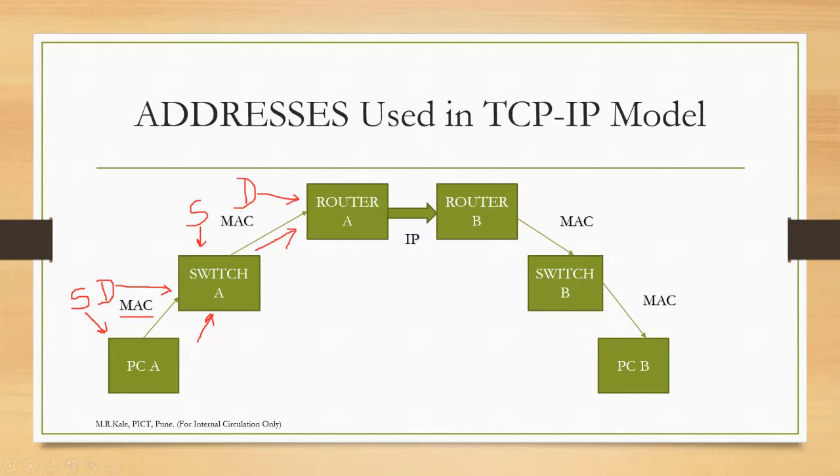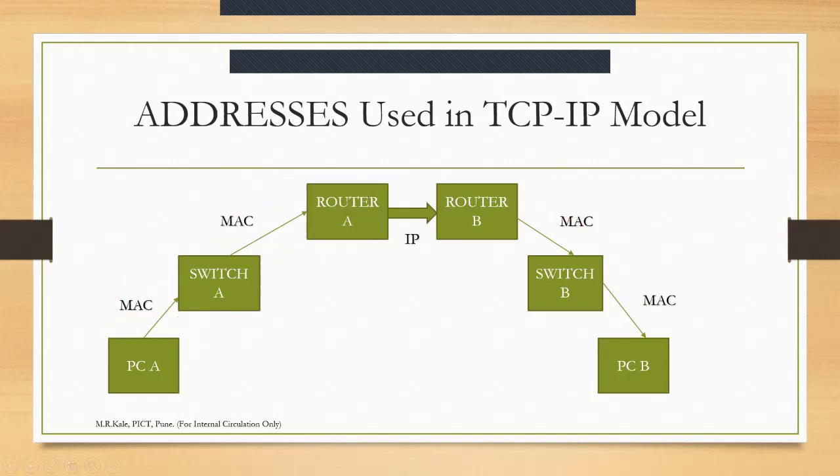So here you might have observed that the source and destination MAC addresses during this transfer and during the previous transfer are different or changed. So at every step, the MAC addresses are changed. Same is the case for this communication also. And that is why we call the MAC address a hop-to-hop address.